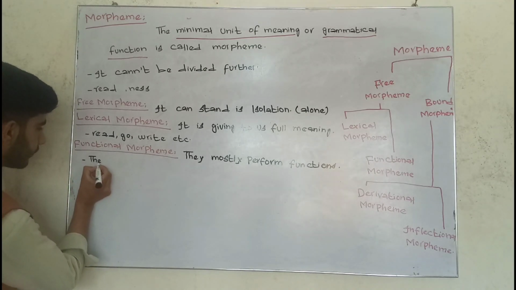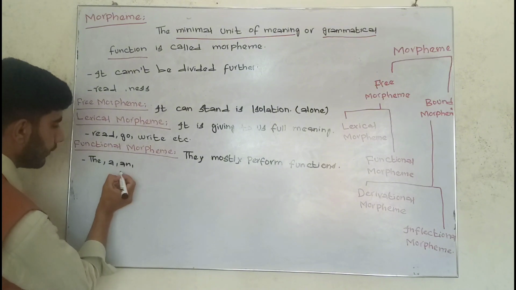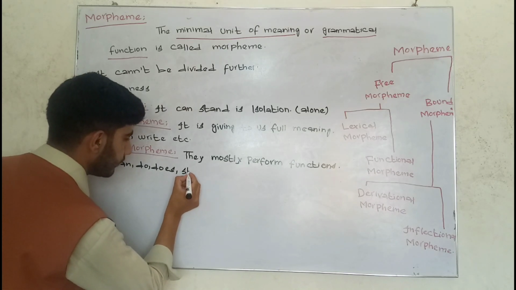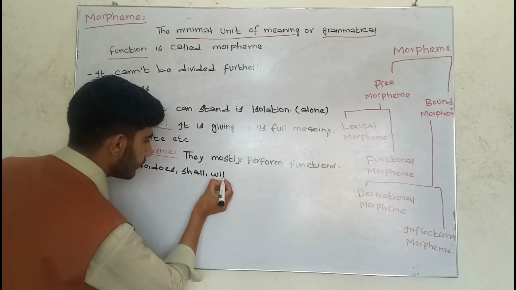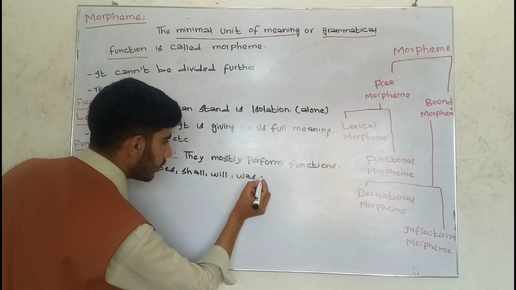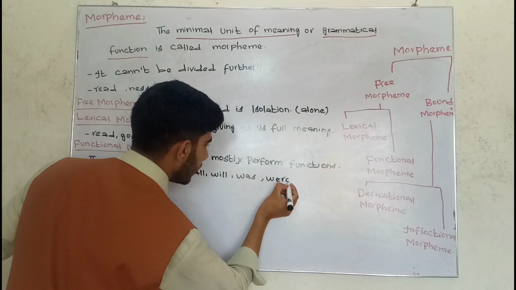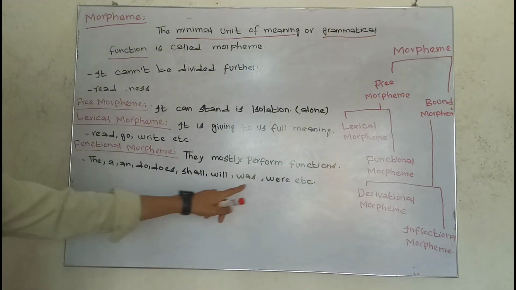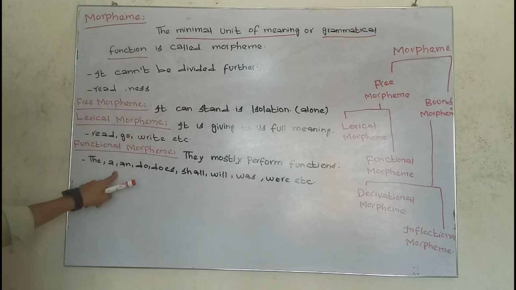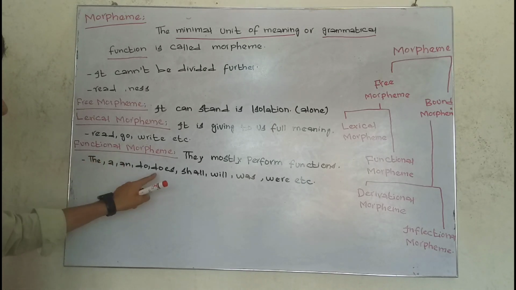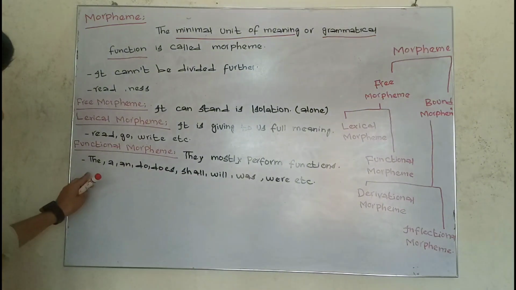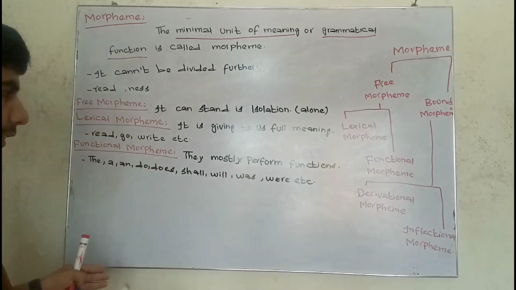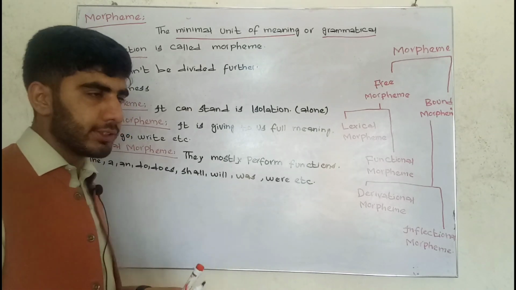the, a, and, do, does, shall, will, was, were, etc. It's a kind of free morpheme, but this sort of morpheme performs functions. For example, the, and, do, does, shall, will, was, were, etc. These words are always performing functions.